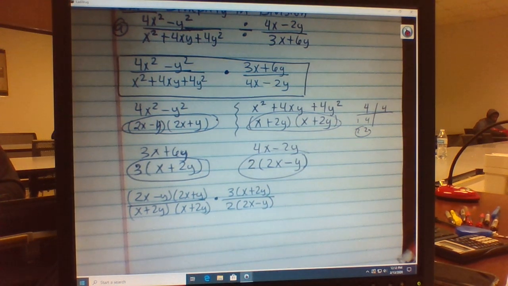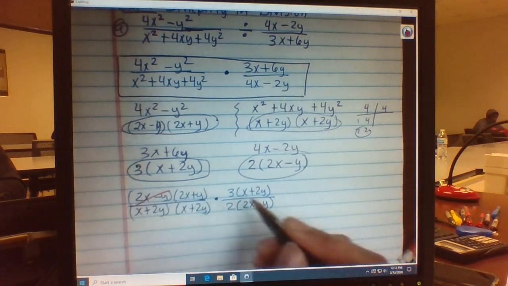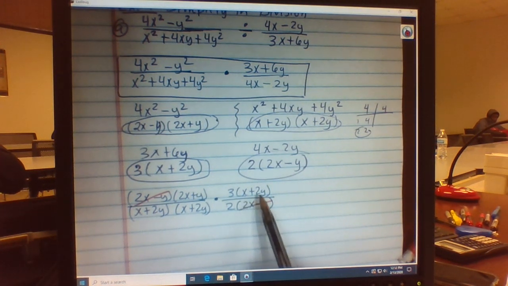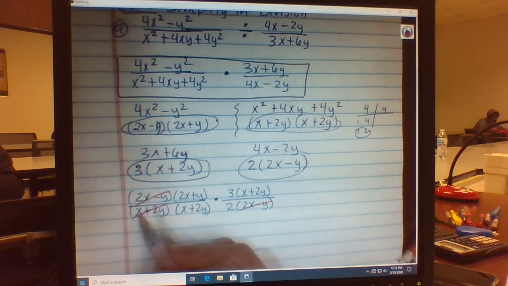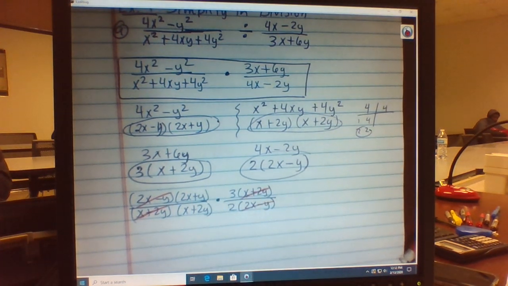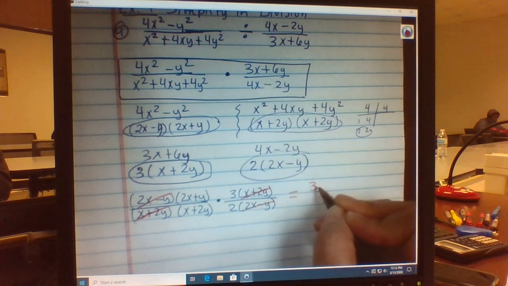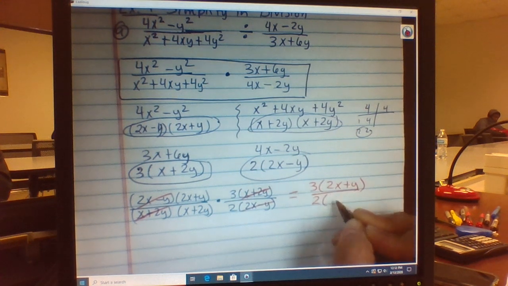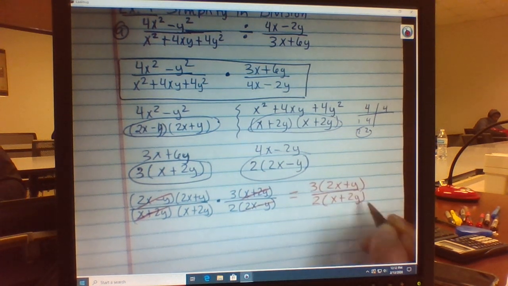So it's just a problem like the previous example. You start looking, crossing out all that you can. I have a 2x minus y on top. Is there a 2x minus y? Yep, right over here. I have a 2x plus y. Is there a 2x plus y? Nope, there's not. I have an x plus 2y. Is there an x plus 2y? Yes. So what's left over? 3 parentheses 2x plus y over 2 parentheses x plus 2y.